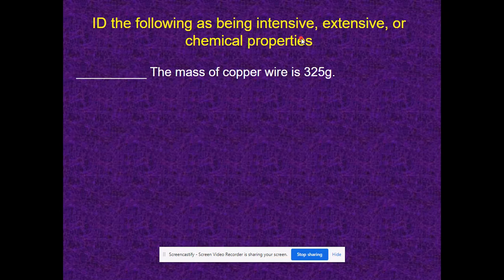We want you to get specific if it's a physical property, and then just tell me if it's a chemical property. So, the mass of a copper wire is 325 grams. That is something that you do not need to react with something else to figure out. You can just put it on a scale. So that's definitely a physical property. Now, is it intensive or extensive? That depends on your understanding of those. This is an extensive property because it depends on how much you have of it. The mass of anything would be an extensive property.